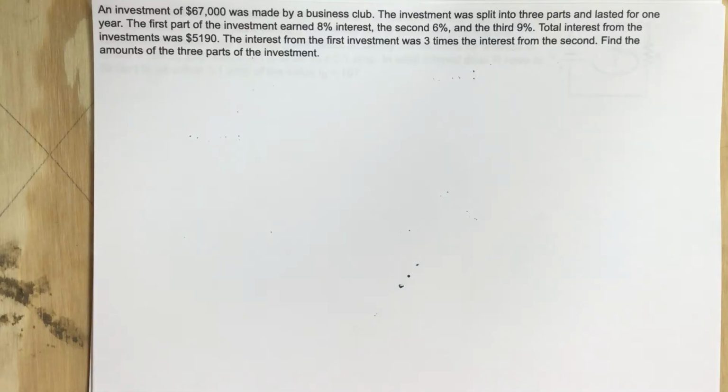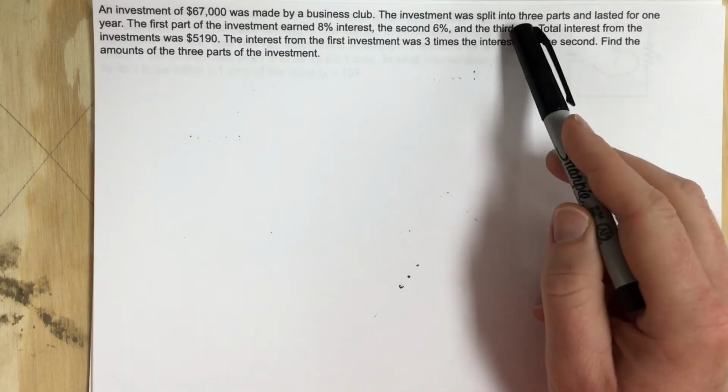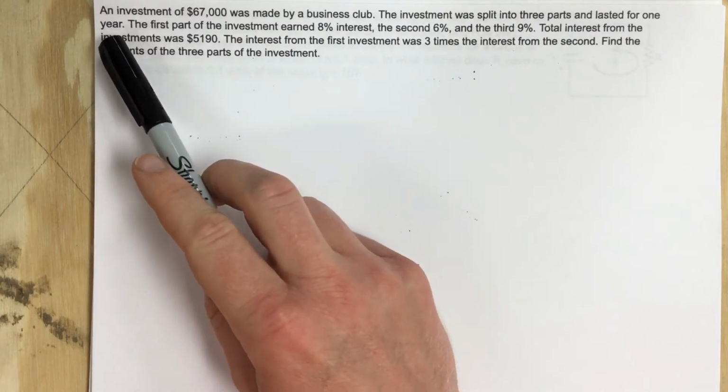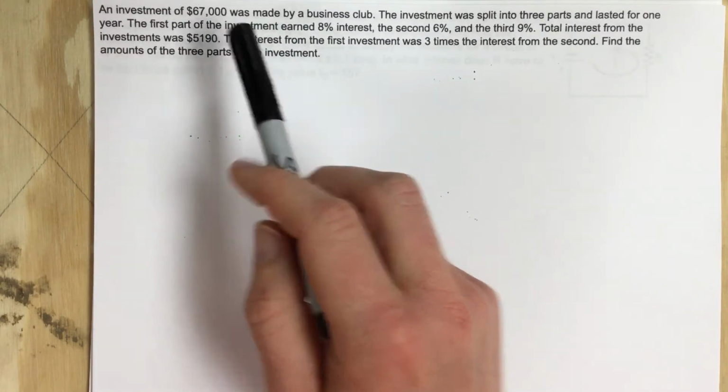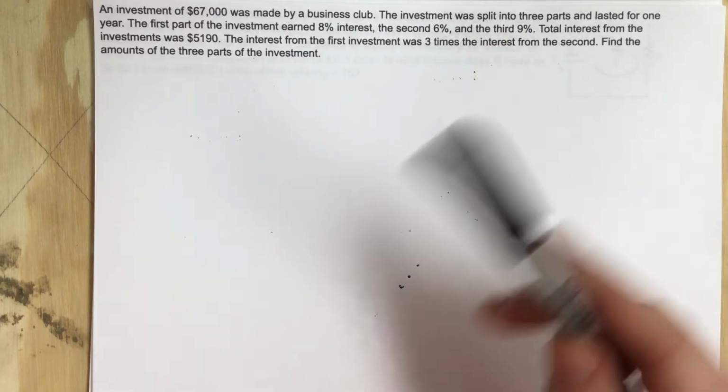This is problem number 4 for assessment number 9. In this problem it says an investment of $67,000 was made by a business club. The investment was split into 3 parts and lasted for 1 year. The first part of the investment earned 8% interest, the second 6%, and the third 9%.